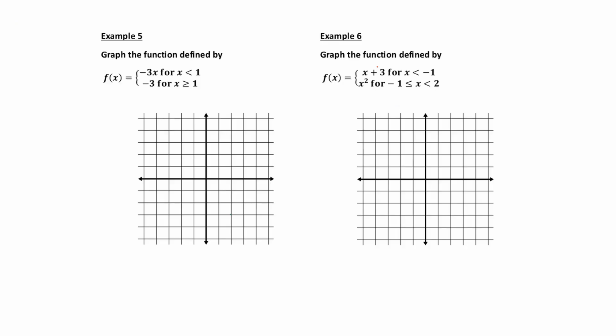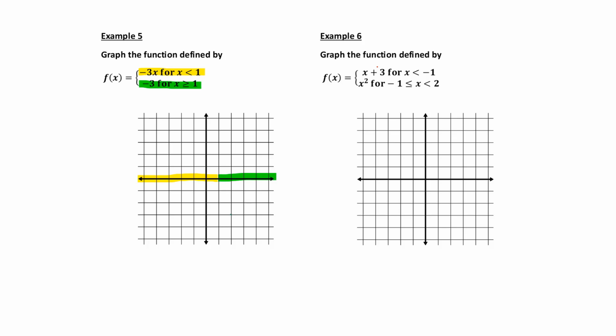All right, so let's look at these two. Graph the function defined by f of x equals negative 3x for x less than 1 and f of x equals negative 3 for x greater than or equal to 1. All right, so we're looking at two different areas of the coordinate plane: when x is less than 1, so over here on the x-axis, and when x is greater than or equal to 1, so over here. And we're going to see what the graph is doing.